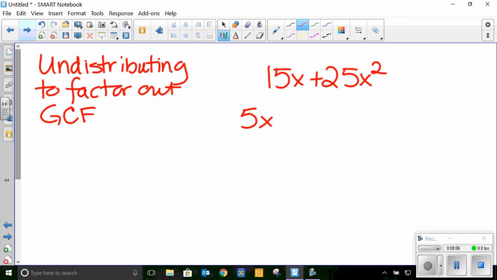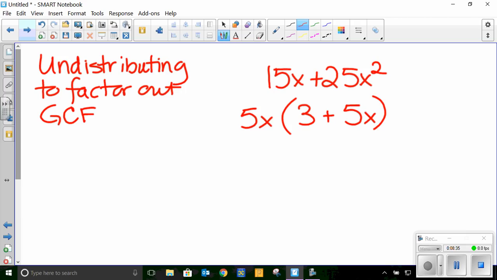When I do this, I have to think about what I have left over. This is the hardest part, is I have to think about what's left. So what did I multiply 5 by to get 15? I multiplied it by 3. So if I do 3 times the 5x, that's going to give me that 15x. What can I multiply by 5 to get 25? That would be 5. Now it was an x squared, so I'm actually going to have to multiply by 5x, because x times x gives me the x squared.